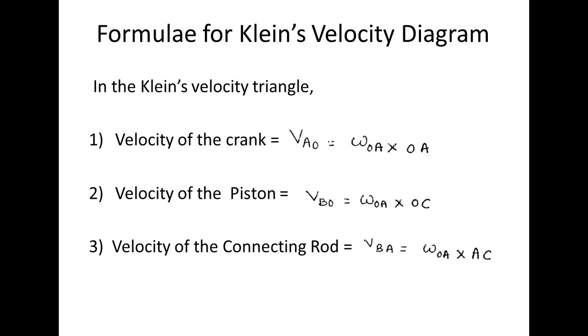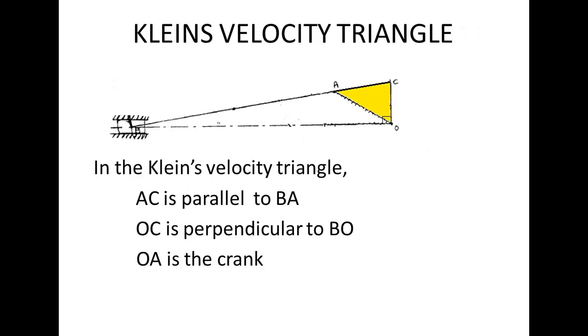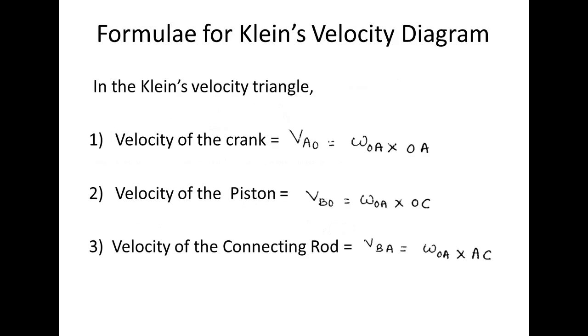If they have given it in the problem, you can directly substitute, or you can use omega OA equal to 2 pi N by 60 if they give the RPM. Omega OA is the angular velocity, multiplied by OA. OA is the length of the link. Whatever construction diagram you have drawn for the velocity triangle, you measure this OA. OA is the same as the crank length. So that is the velocity of the crank. The linear velocity is angular velocity multiplied by length.